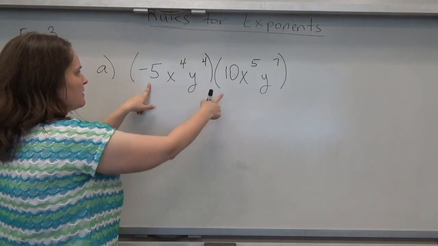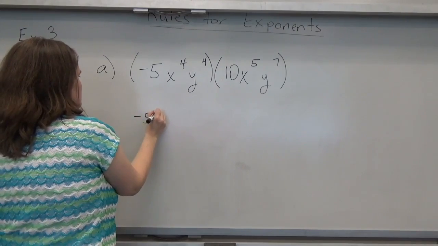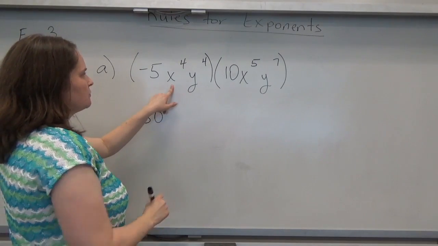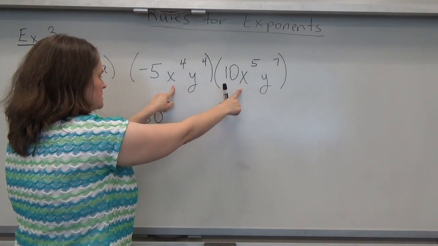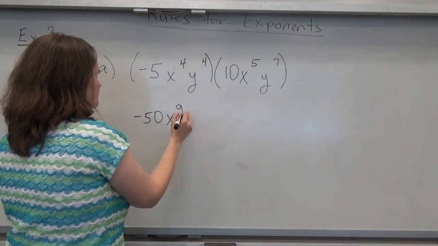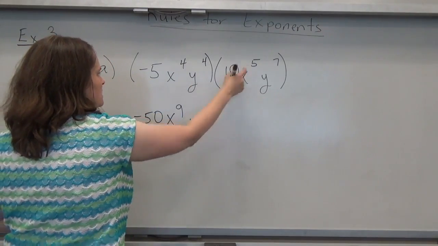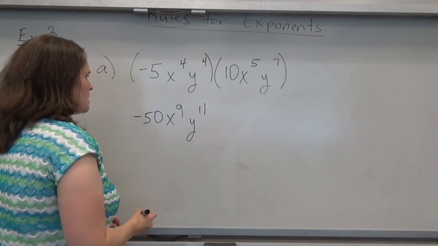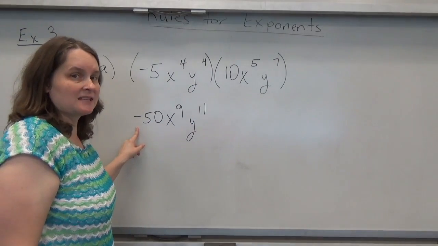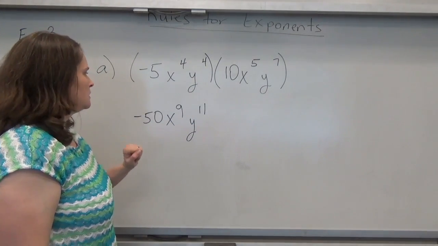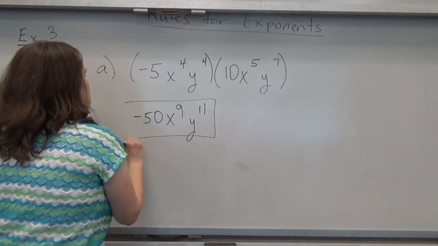So you're going to do negative 5 times 10, which is negative 50. X to the 4th times x to the 5th, keep the common base, add the exponents, x to the 9th. Y to the 4th times y to the 7th is going to be y, add 4 and 7, you get 11. And that's it. There are no negative exponents. Yes, there's a negative coefficient, but that's okay because it's not an exponent. There are no bases appearing more than once, so that's our answer.